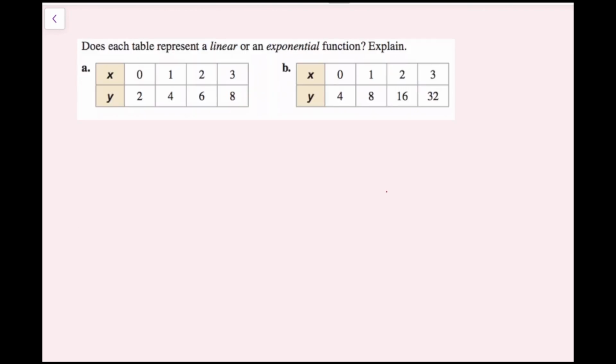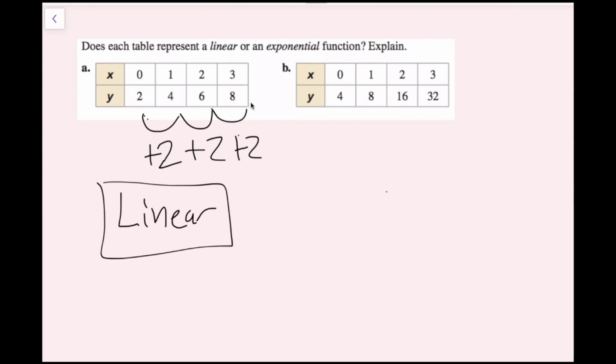For this example, we want to figure out if each table is representing a linear or an exponential function. Then we need to explain why. So for part A, I see that I am adding 1 each time for x, and then I'm adding 2 each time for y. So every time I increase my x value, I'm adding 2 to y. And we know that that's going to be a linear change, right? Because I'm adding 1 in the x, adding 2 in the y. That's a constant rate of change. So this one's going to be linear.